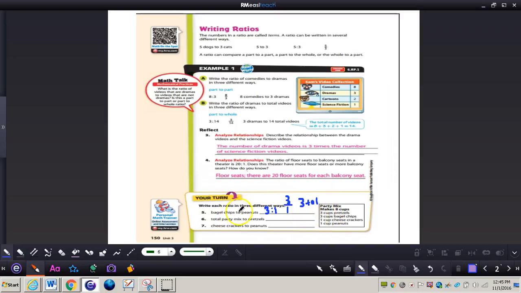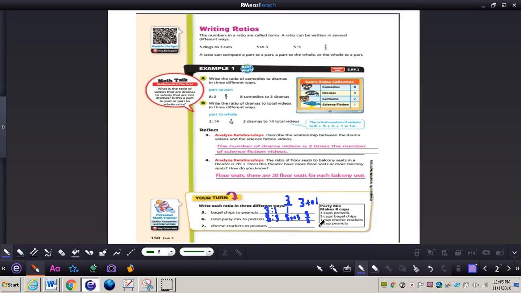The reason for that, it's part of the different quantities there, so just part to part. So total party mix to pretzels. All right, so we can see here there's a total of 8 party mixes. So 8 party mixes to pretzels, which would be 3, 8 to 3. We can write 8 to 3. And then we could also write it 8 over 3 as well.